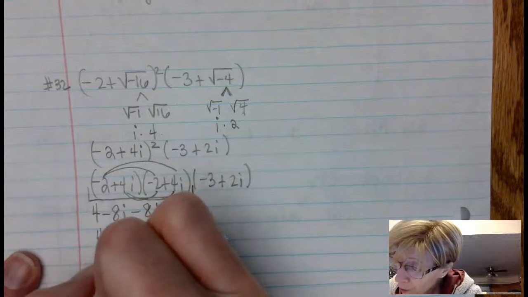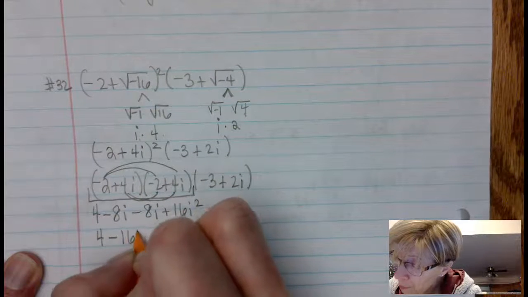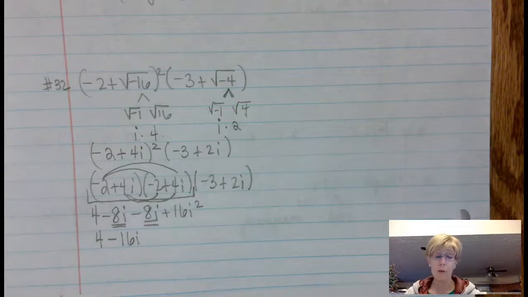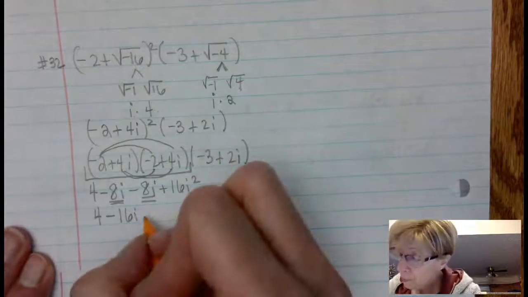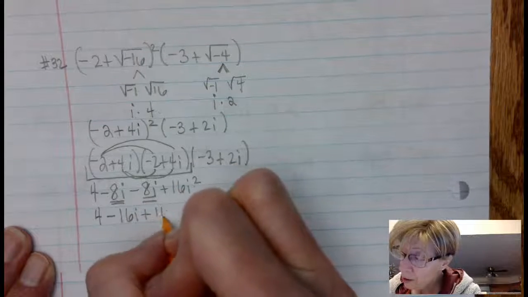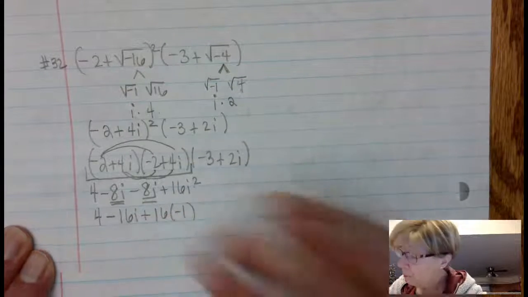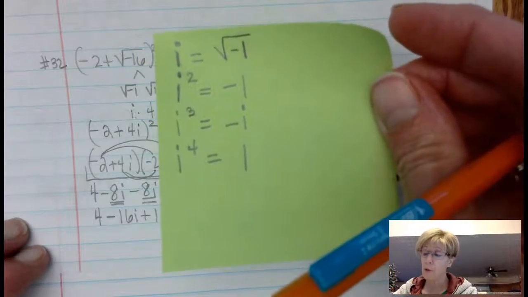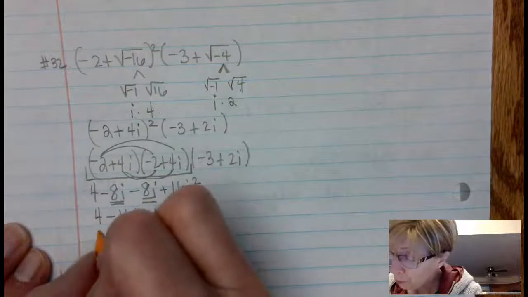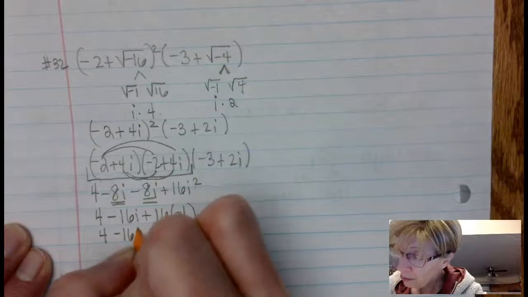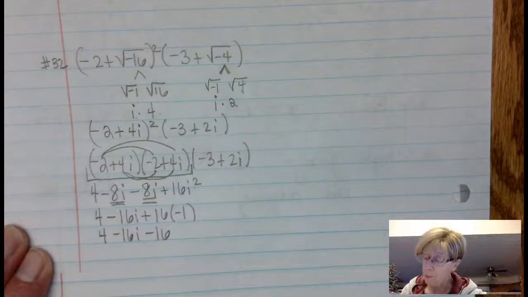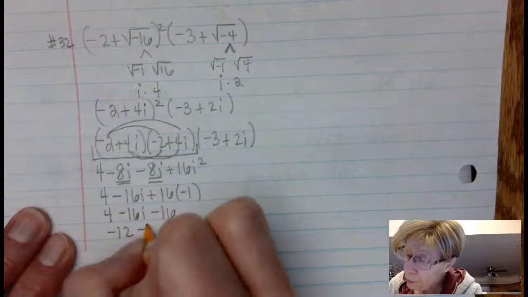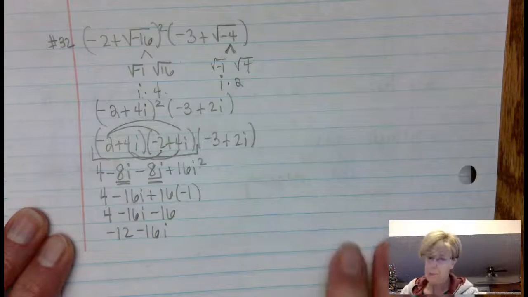If we combine like terms here, we've got negative 8i and negative 8i. We add the coefficients. And then 16i squared is 16 times negative 1. Again, going back to the post-it note if you need it. i squared equals negative 1. So we get 4 minus 16i minus 16, which is negative 12 minus 16i.